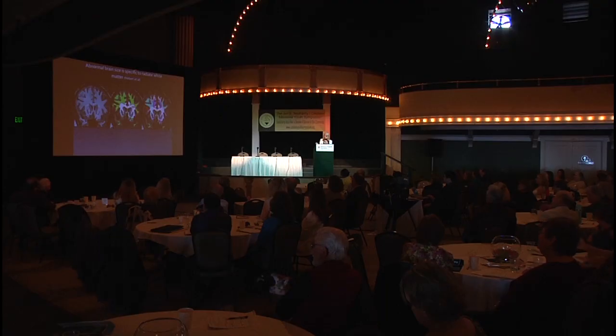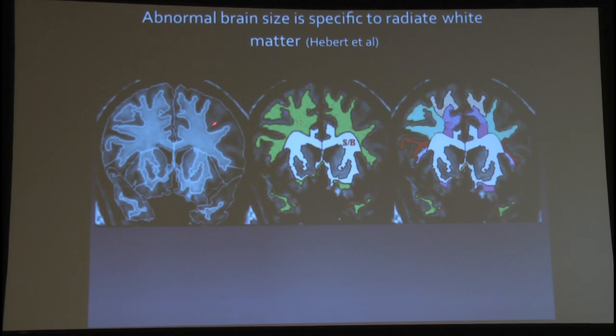Now, what is the cause of the overgrowth? What is the cause of these enlarged brains? Well, this is a great study by the Boston group, Martha Herbert, and she looked at the white matter of the brain. So these are the connecting tissues of the brain. And she divided up into a whole bunch of different subcompartments, but in general, she looked at these local areas in cortex and these long-range connections that connected like across the front to the back or the side to side of the brain.